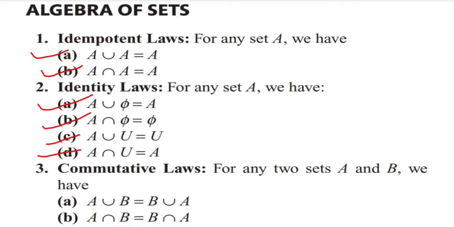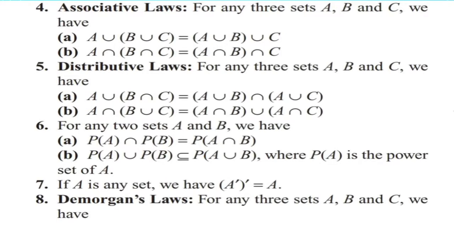For any two sets A and B we have A union B equals B union A, and A intersection B equals what? B intersection A. These are the standard properties you are going to use in your IIT JEE lecture series, right? Now we move to the next slide, that is associative law.